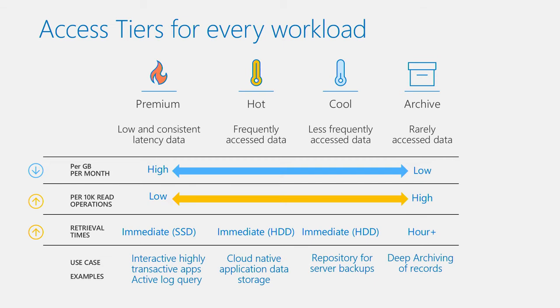And hot is more used for data that you're frequently accessing, and cool is data that's been there for about a month. You want to tier data from hot to cool. And then afterwards, you can store that for long-term retention in archive with hour-long offline retrieval latencies. And then the price goes from the highest for premium to the lowest for archive, with archive being $1 a terabyte per month of storage.